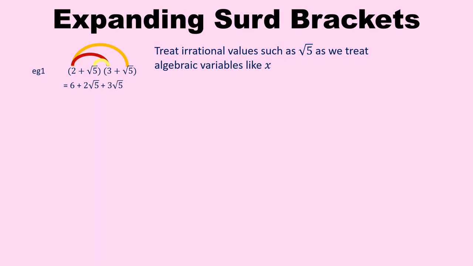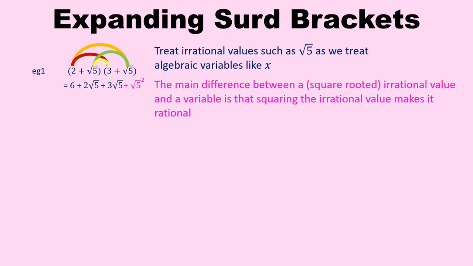And finally, I'm doing root 5 times root 5. I'm squaring my irrational number. Root 5 times root 5 becomes root 5 squared. The main difference between multiplying variables together and multiplying irrational values together is that when we square an irrational value, it becomes rational. As we just saw, the square root of 5 squared becomes 5. So when I simplify this expression, first I'll group my like terms together.